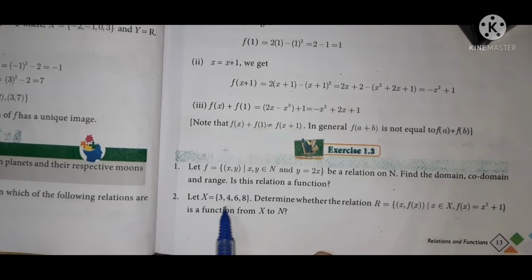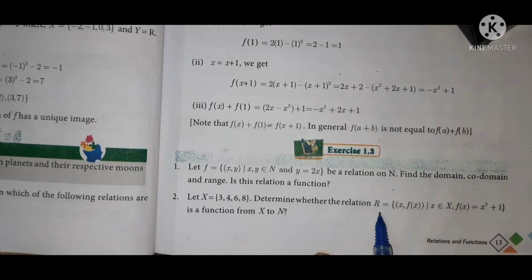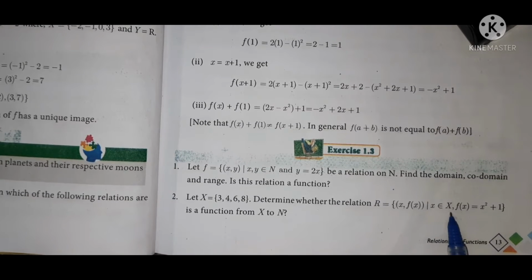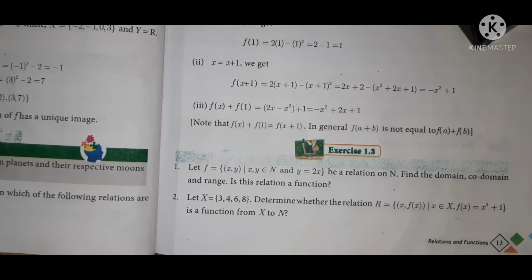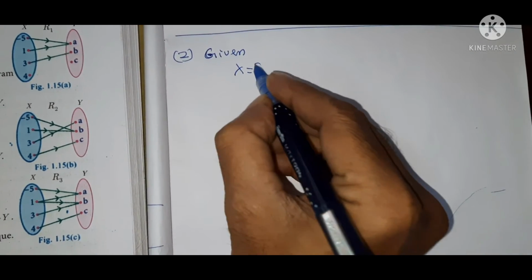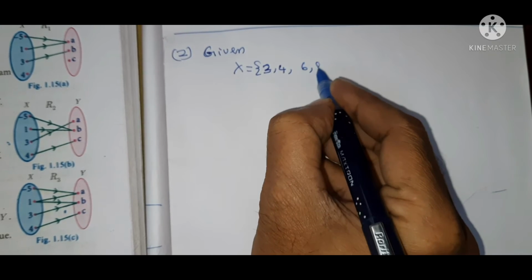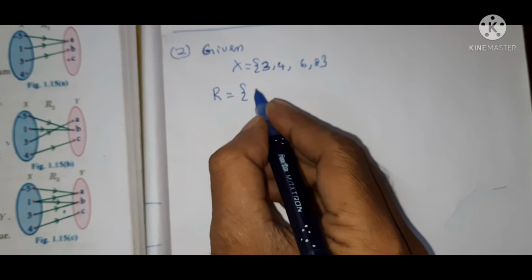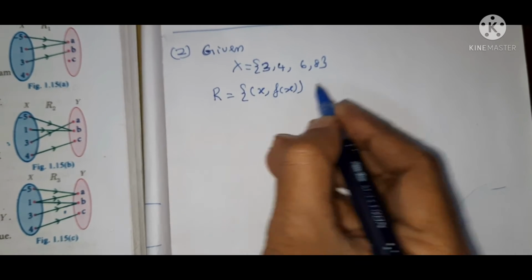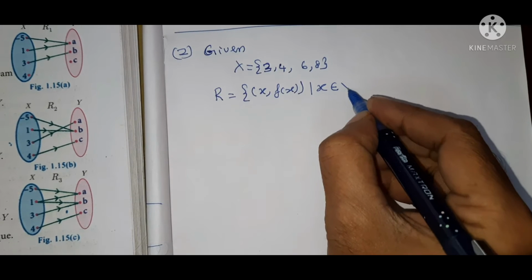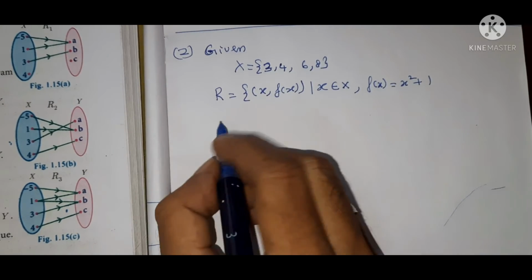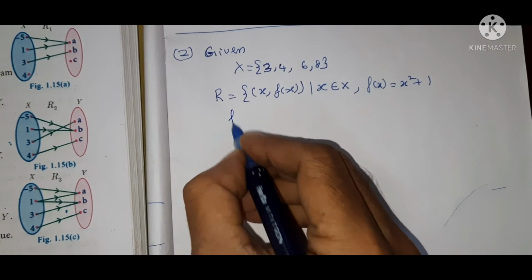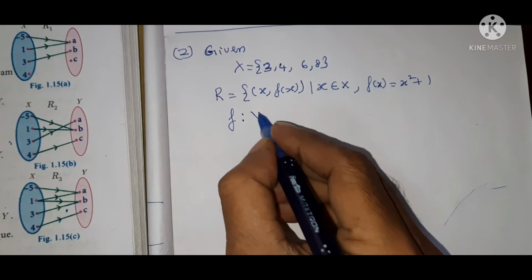Second sum. Let X = {3, 4, 6, 8}. Determine whether the relation {(x, f(x)) such that x is an element in set X, f(x) = x² + 1} is a function from X to N. Given X is 3, 4, 6, 8. The relation is (x, f(x)) such that x is an element in set X, f(x) = x² + 1. The function f is from X to N.